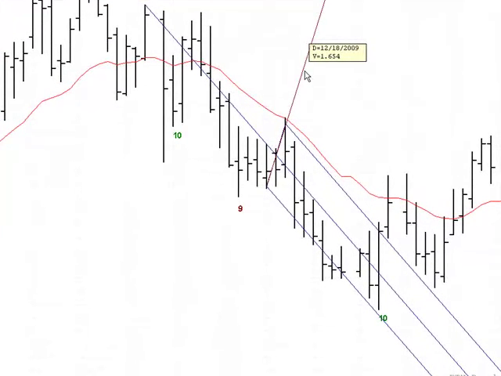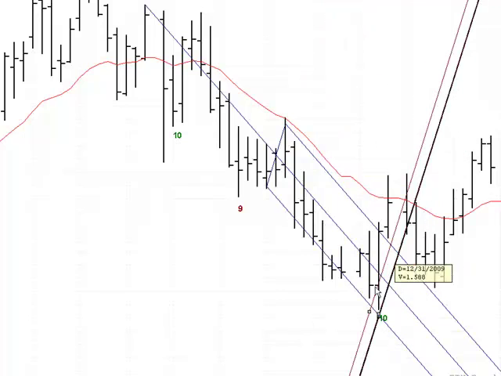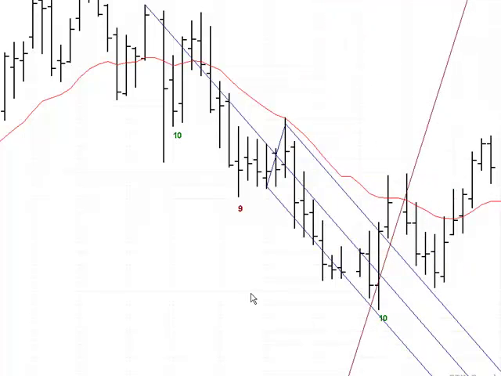Bring that reaction line down. And look at the price. It went right to the projected price. So time and price came together exactly before the market went up there.